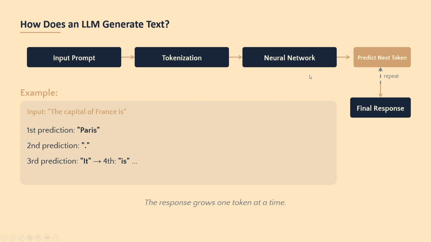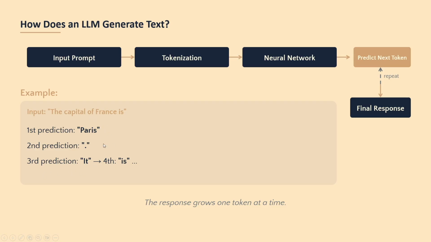Based on the training portion, it predicts the next token, and this repeats again and again. This portion, where the prediction and the neural network portion is repeated again and again, continues until we get the final response. Say, for example, suppose the input is "the capital of France." If the first prediction is Paris, the second prediction is full stop, and the third prediction is "it."